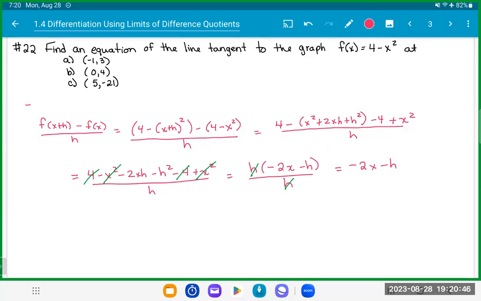So now what we want to do is take the derivative of that. That is equivalent to the limit as h approaches 0 of negative 2x minus h. So that is negative 2x minus 0, which is just negative 2x. Okay, so that's our derivative.